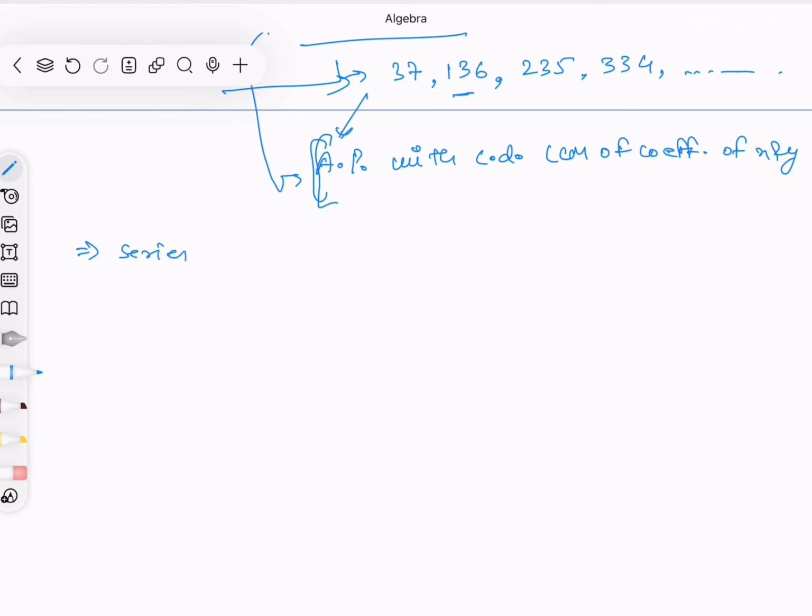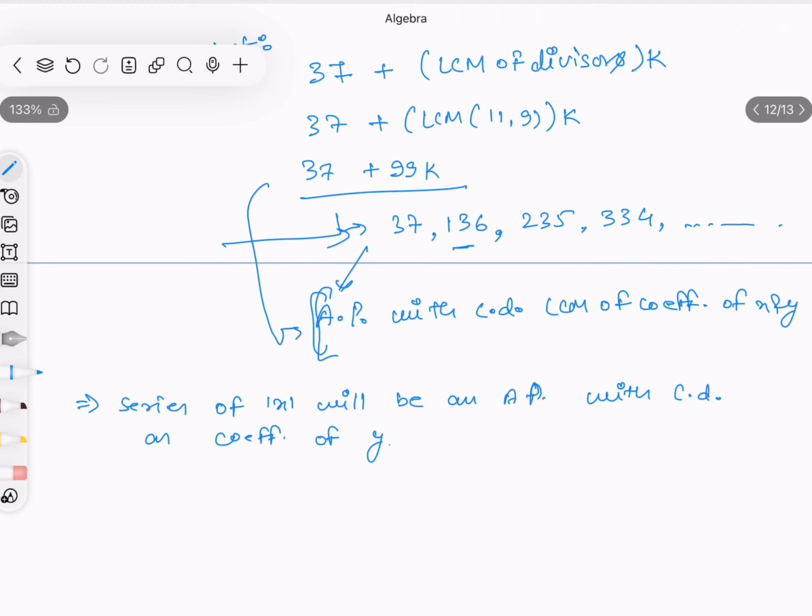For that also we have something. So basically the series of x will also be an AP with common difference as the coefficient of y. Now, if you don't know what AP is, that is perfectly fine. Do not worry about it. Basically, it is the difference. So look, here also 99 difference, here also 99 difference, here also 99 difference. So if the difference is the same between two numbers of a series, then it becomes an AP. As simple as that.